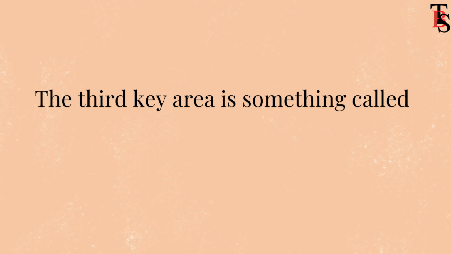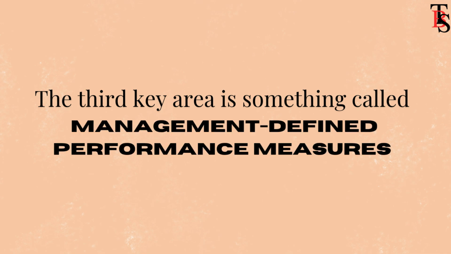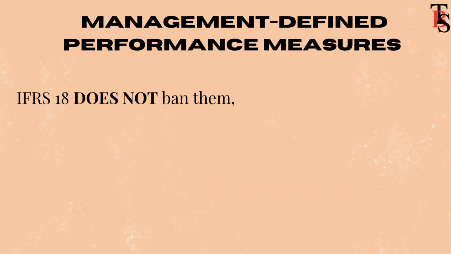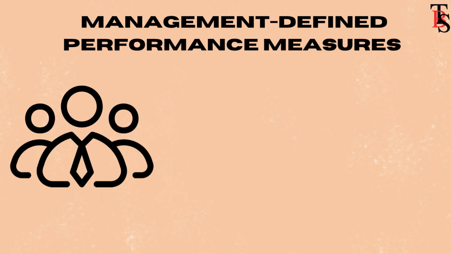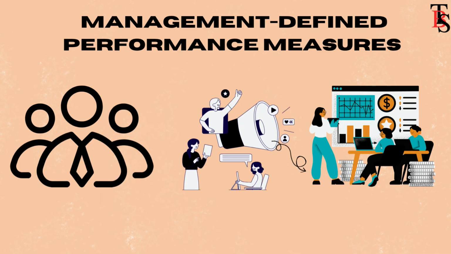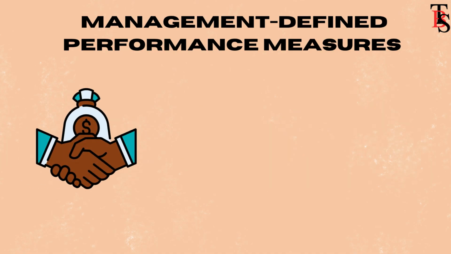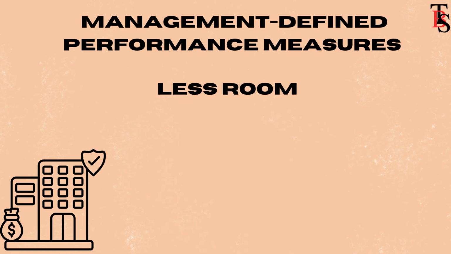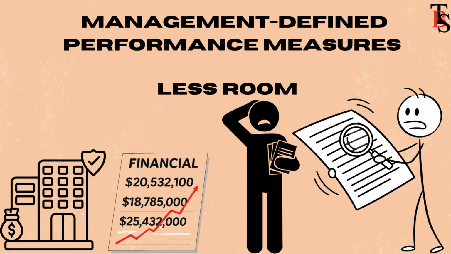The third key area is something called management-defined performance measures, often called MPMs. These are the profit measures management chooses to communicate outside the IFRS required totals, like adjusted operating profit or normalized earnings. IFRS 18 does not ban them, but it says if management uses them in public communication, the company must explain them properly and reconcile them back to the nearest IFRS subtotal. That means less confusion and less room for companies to present flattering numbers without explanation.